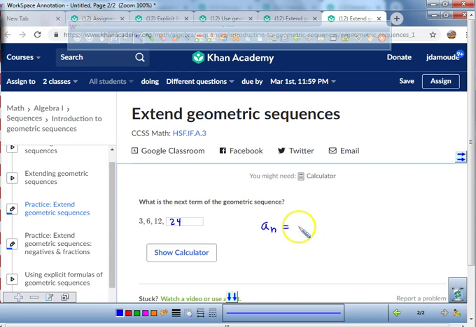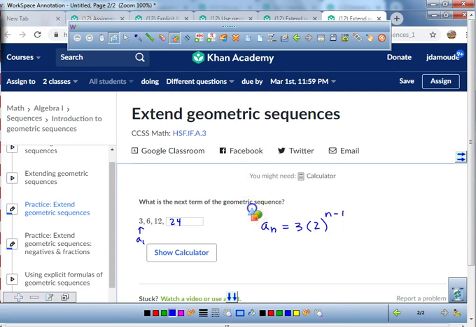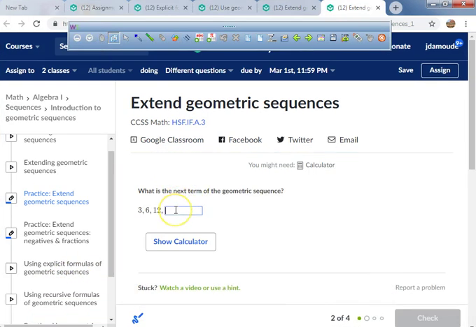Yeah, that's fine. So right now, what is our first term? The number 3. So we put 3. Then we're going to do open parentheses. We're going to put a 2. Why 2? Because that's our common factor. And you're going to raise the power of n minus 1. So if it asks you for the equation, that would be the equation that goes with this geometric sequence.